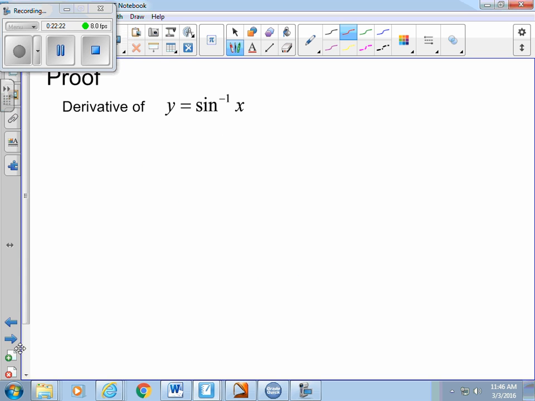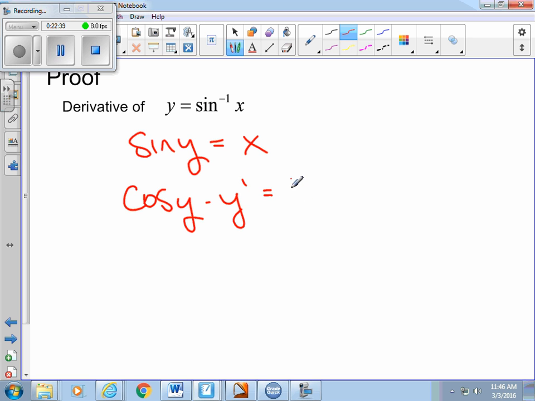But there is a formula, and I'm going to prove the formula to you by doing the same thing here. Would you agree sine of y would equal x? Take the derivative implicitly. So you get cosine of y times y prime equals 1. So y prime equals 1 over cosine of y. Look at your calculus helper. Is 1 over cosine of y what it has down for the derivative of sine inverse? No. Well, we need to figure out how they get there, right?